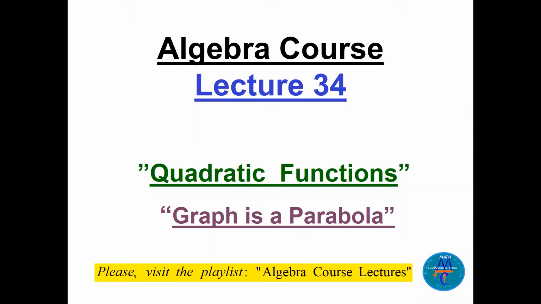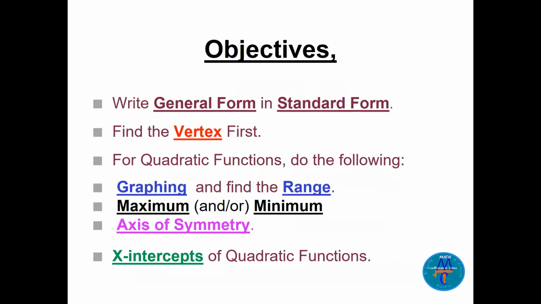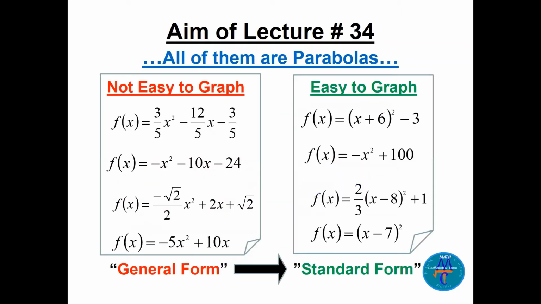This is lecture 34 of the Algebra Course lectures, Quadratic Functions, where we graph this quadratic function and it becomes a parabola. Now, here are the objectives. You can read it. We have to find the vertex. We have to put the general form in standard, graph it, find the minimum, the maximum, the axis of symmetry also.